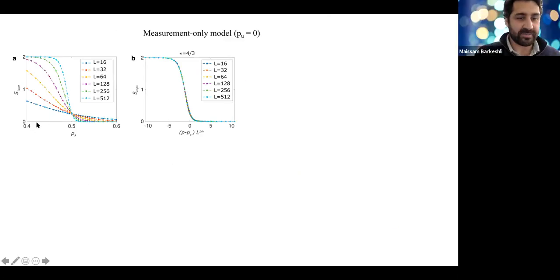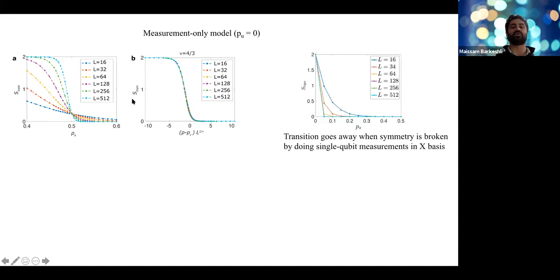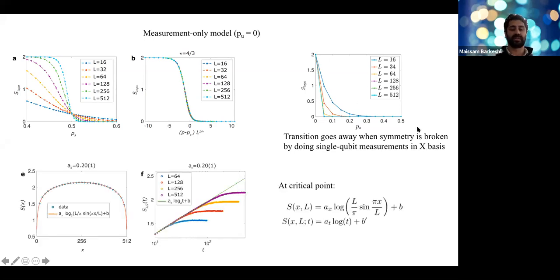Okay, so here are some numerical plots. We tune the transition PS. We look at the topological entanglement entropy. It shows this really nice transition, and these are different system sizes. If you do a scaling collapse, where you pick the correlation exponent 4/3, which is what you have for 2D classical percolation, you get an absolutely beautiful collapse. This transition requires the Z2 cross Z2 symmetry. If you break the Z2 cross Z2 symmetry by, for example, doing single qubit measurements in the X basis instead, the transition just goes away.